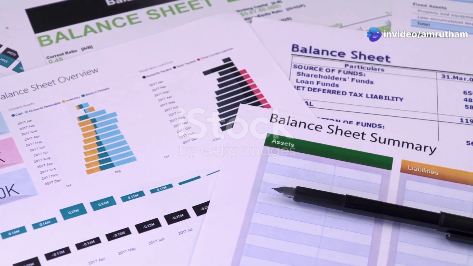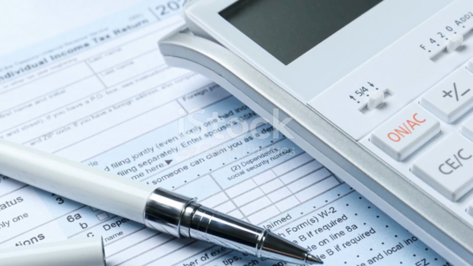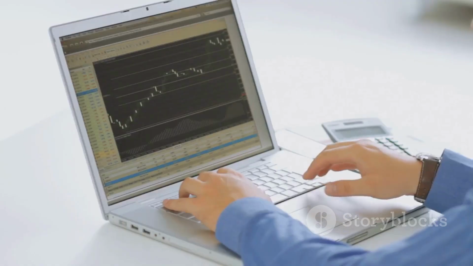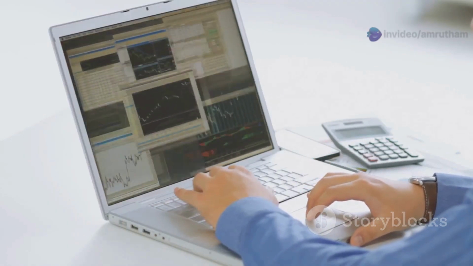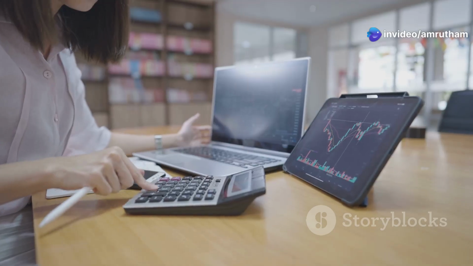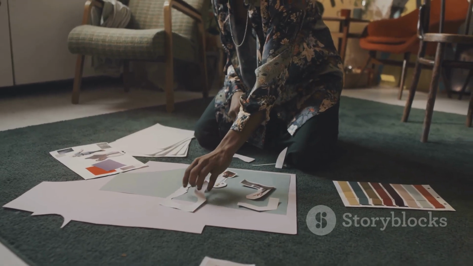Section 5. Balance sheet, a snapshot of your financial health. The balance sheet is like a photograph taken at a specific moment in time. It shows what a business owns, also known as assets, what it owes, called liabilities, and what's left for the owner, which is equity. Think of it like taking stock of your possessions.